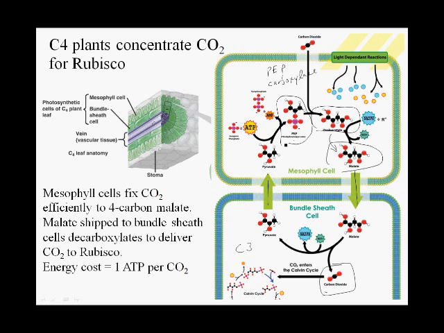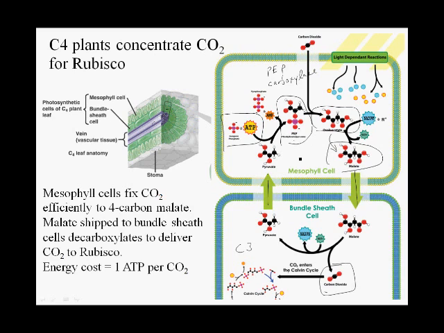Now you'll notice that there is a stage here that uses reducing power from NADPH, but that's recouped inside the bundle sheath cells because in this decarboxylation reaction from malate, the reducing power is recovered. So there is no net loss of reducing power to operate this cycle, but there is a net cost of 1 ATP for every CO2 delivered to the bundle sheath cell, delivered to Rubisco and C3 fixation in the bundle sheath cell.